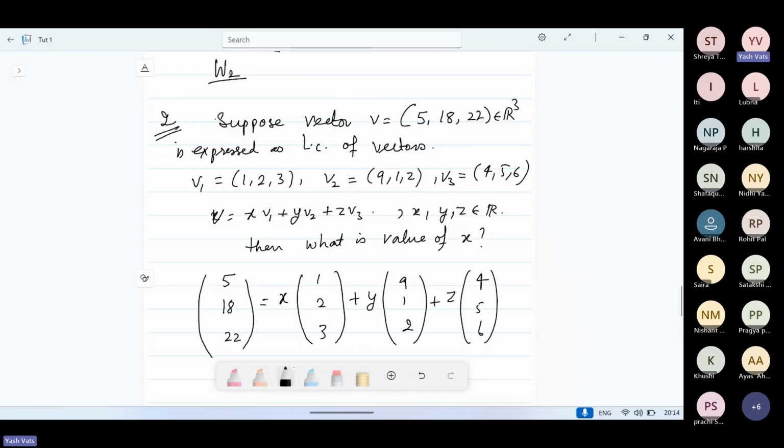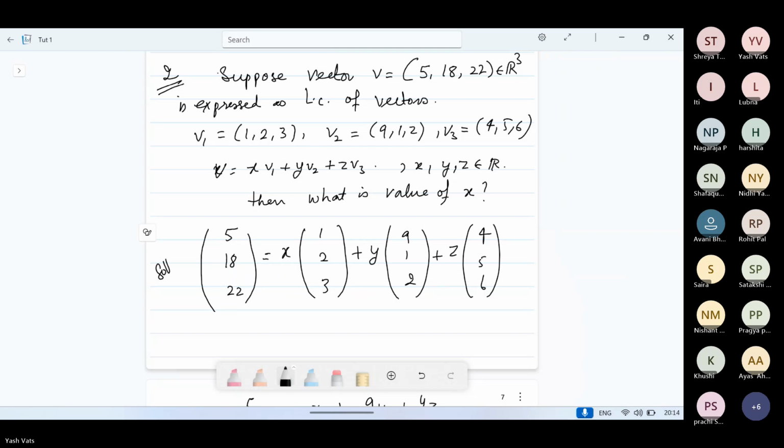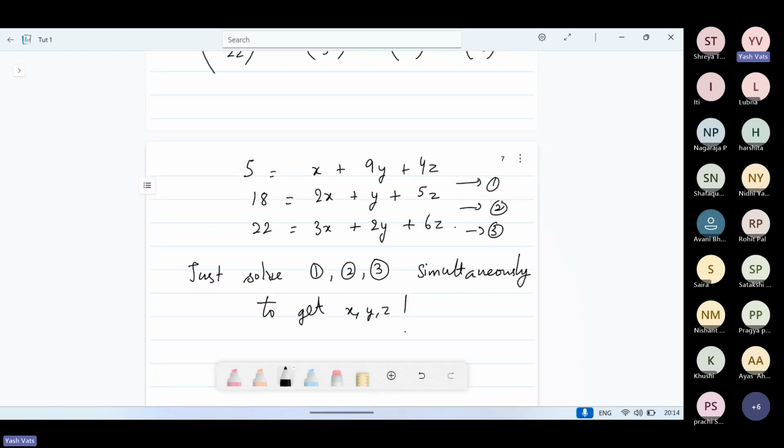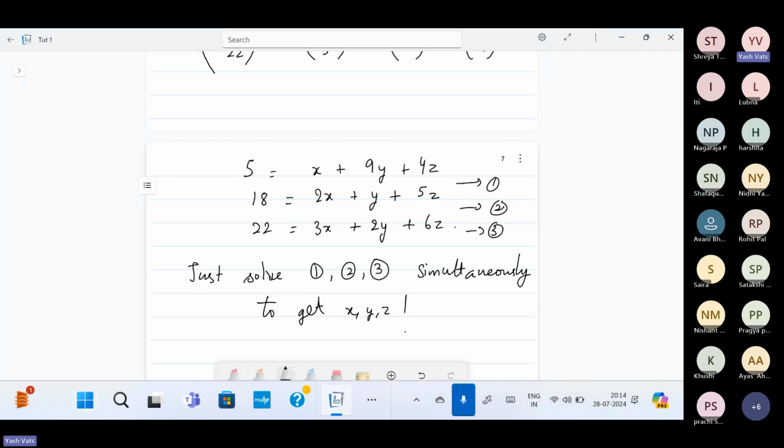That simple it is, right? So if you want to express a vector as a linear combination of other vectors, then it just reduces to a system of equations and you know how to solve it, right? Am I right? Okay.